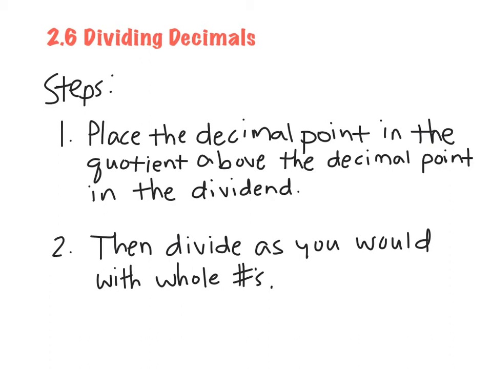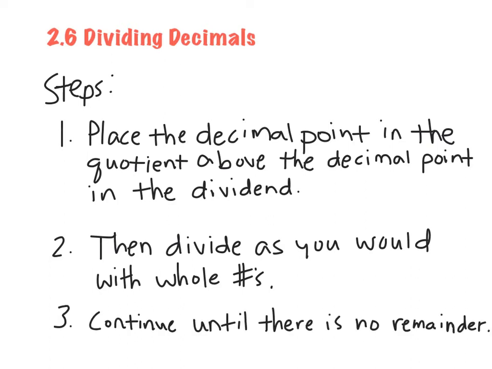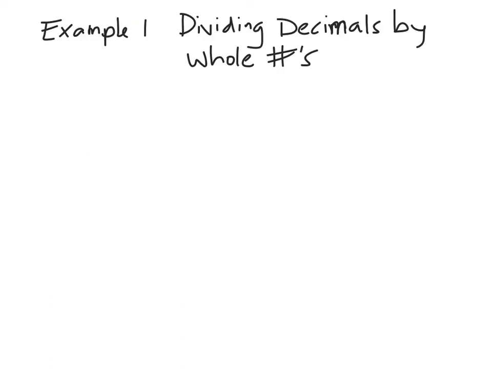The second step is to divide as you would with whole numbers. And the third step is to continue until there is no remainder. So example 1 is dividing decimals by whole numbers. So taking those 3 steps we learned and dividing it out, just like this.